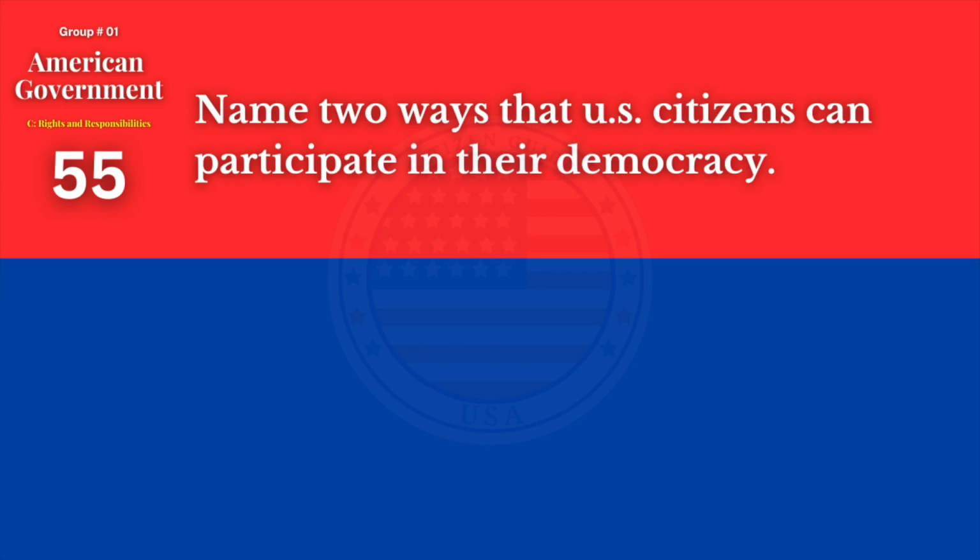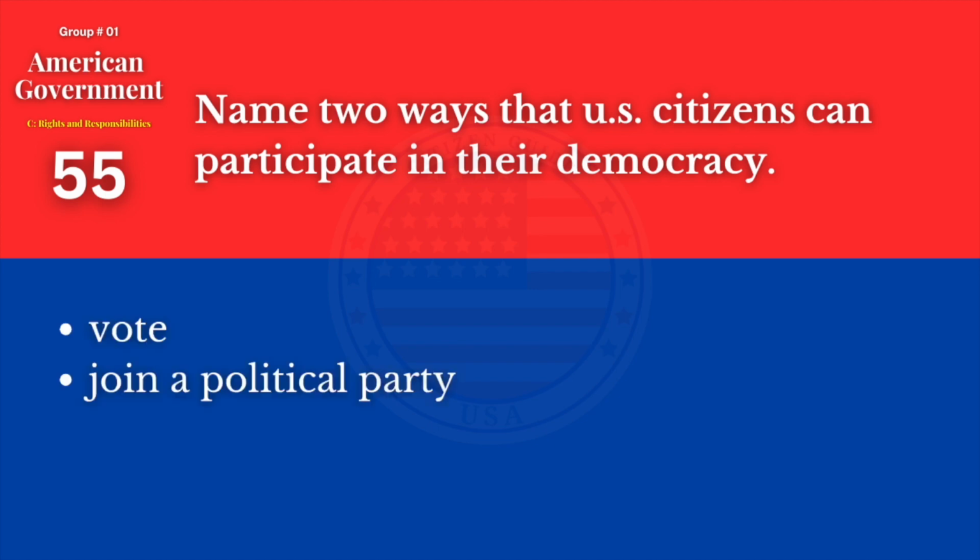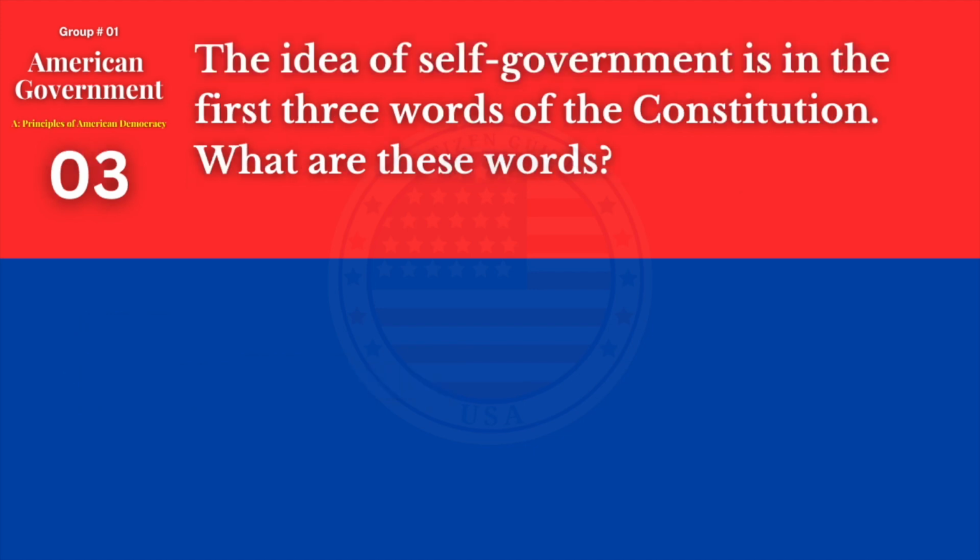Name 2 ways that U.S. citizens can participate in their democracy. Vote, join a political party. The idea of self-government is in the first 3 words of the Constitution. What are these words?